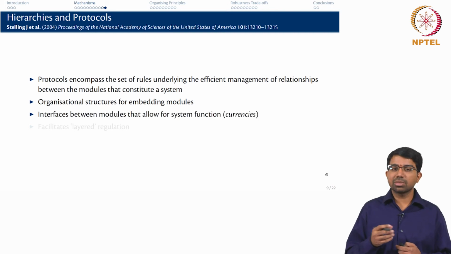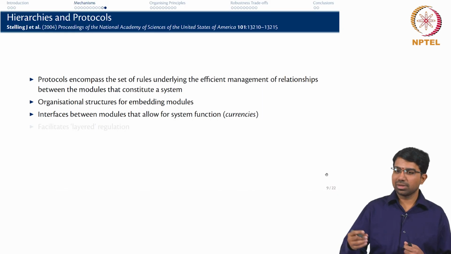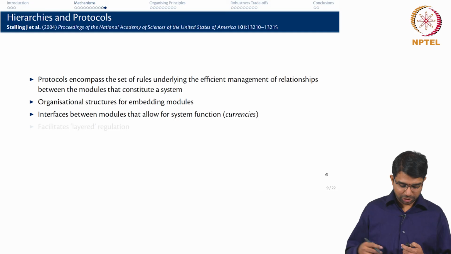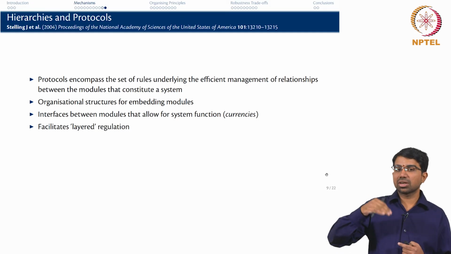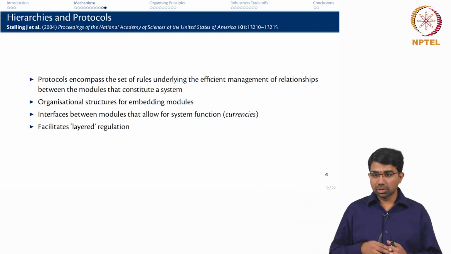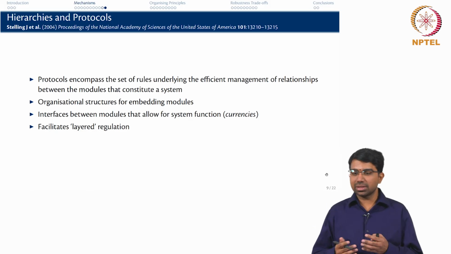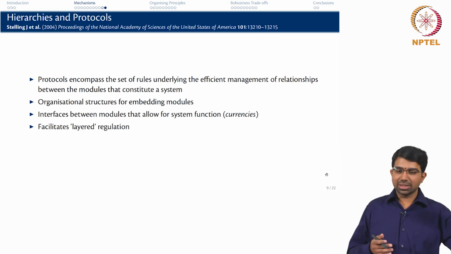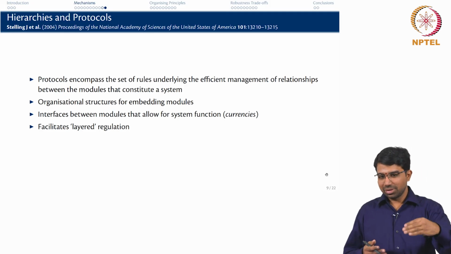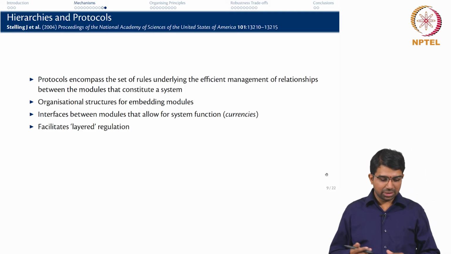And you also need some currency for system function like ATP or NAD, some energy molecules, protons and so on, and this facilitates a sort of layered regulation. So, if you see any signaling cascade, you will see that there are several layers at which you can effect control, and there are molecules that transmit information across these layers.